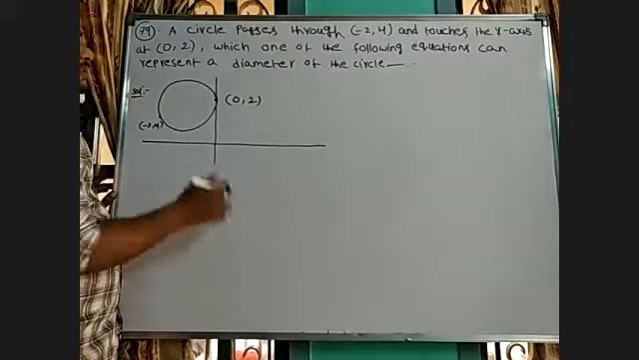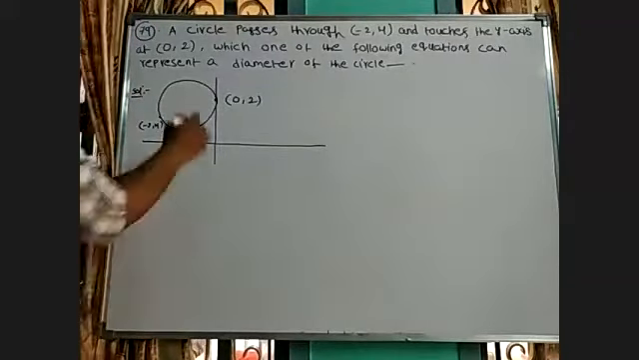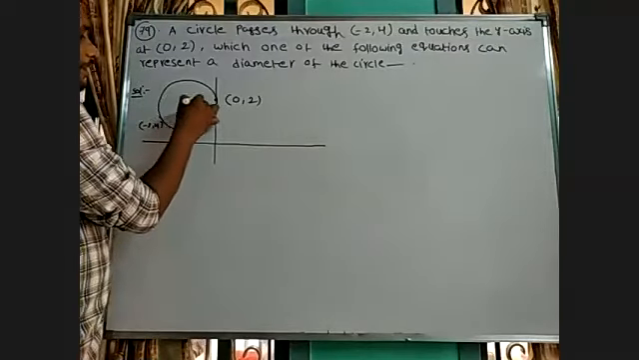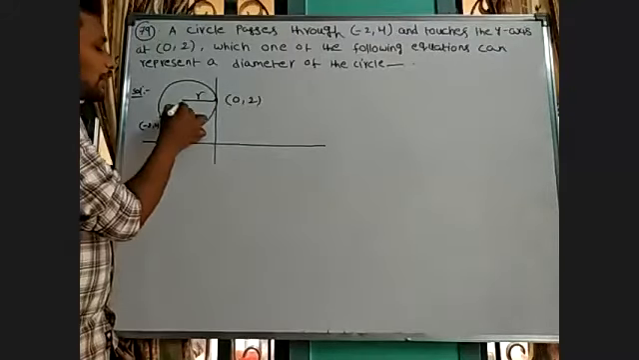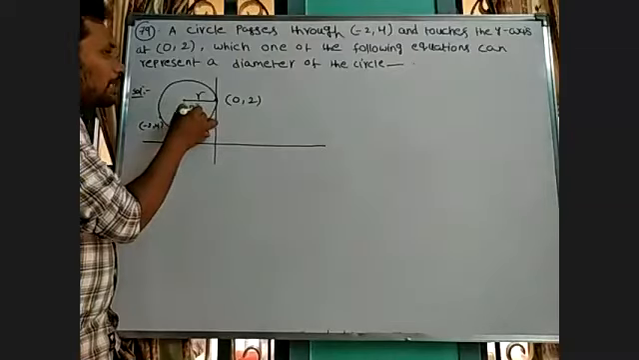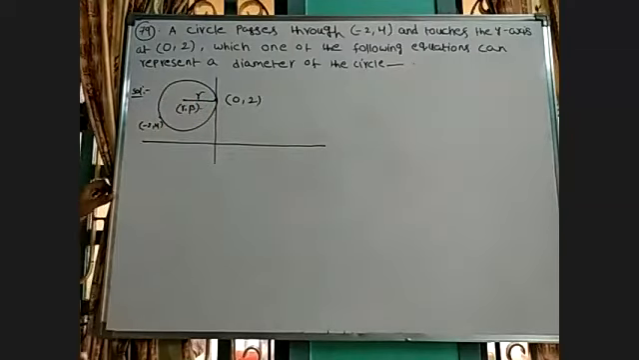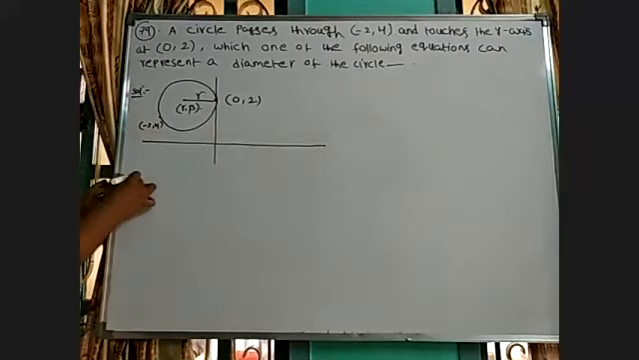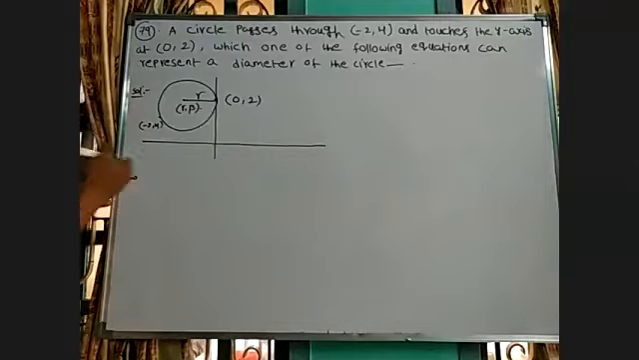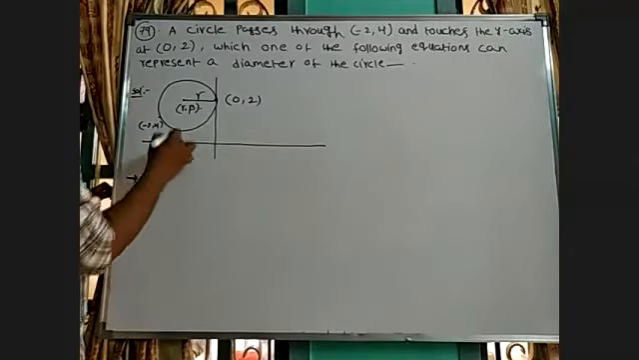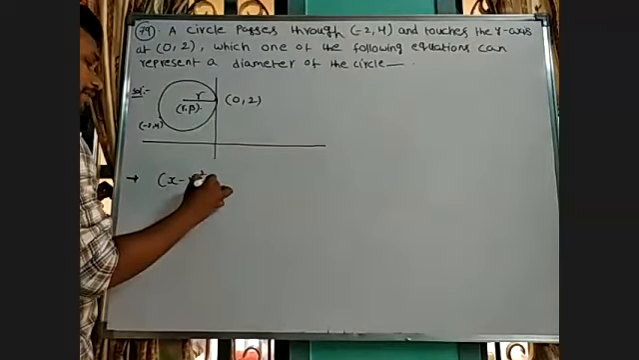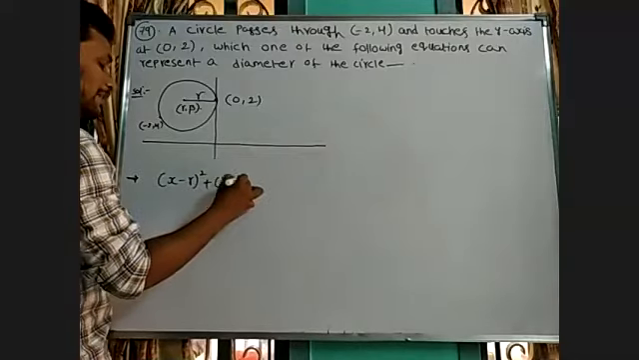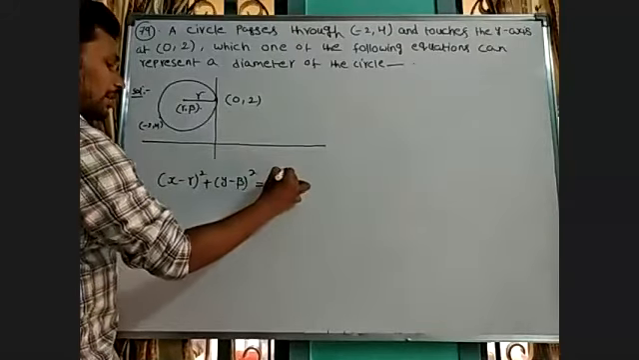Next, the circle touches the y-axis, so from here to here I take the radius as r, and the center is (r, beta). They are asking for the equation of a diameter of the circle. First, the circle is (x minus r) whole square plus (y minus beta) whole square equals r whole square.